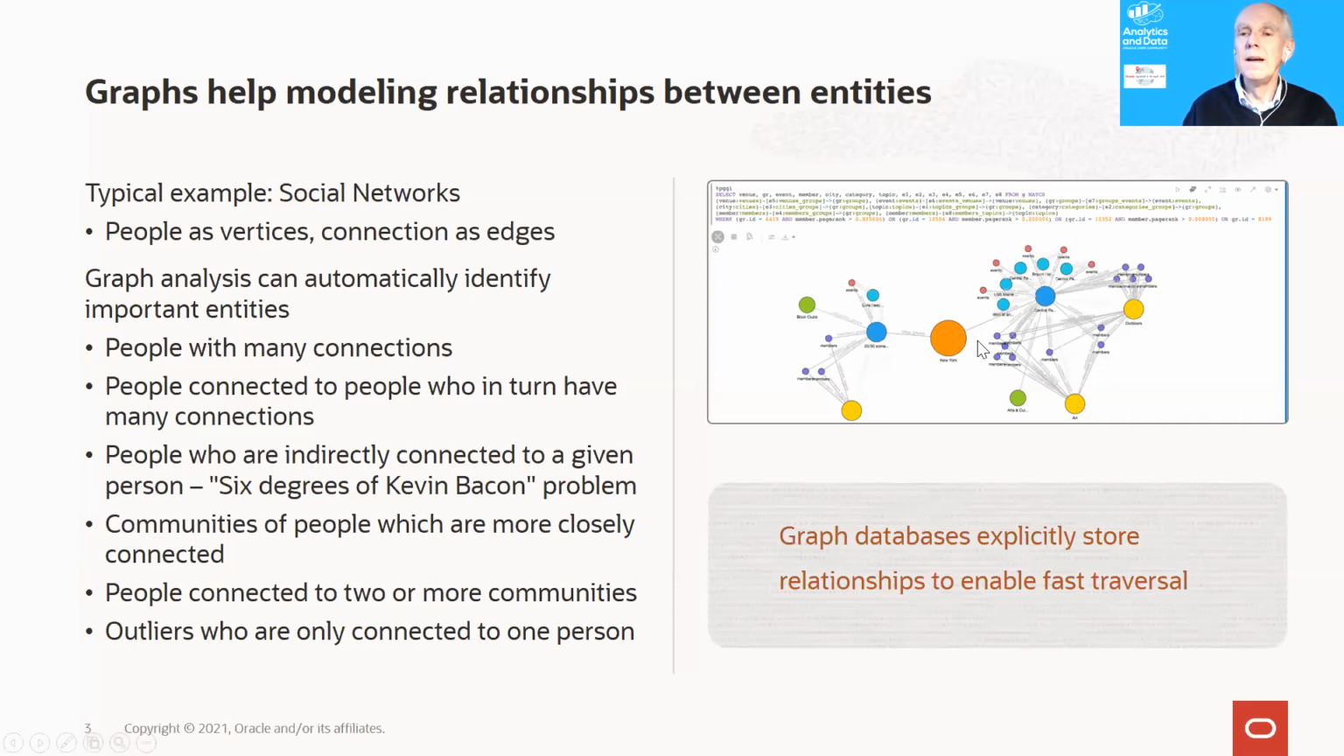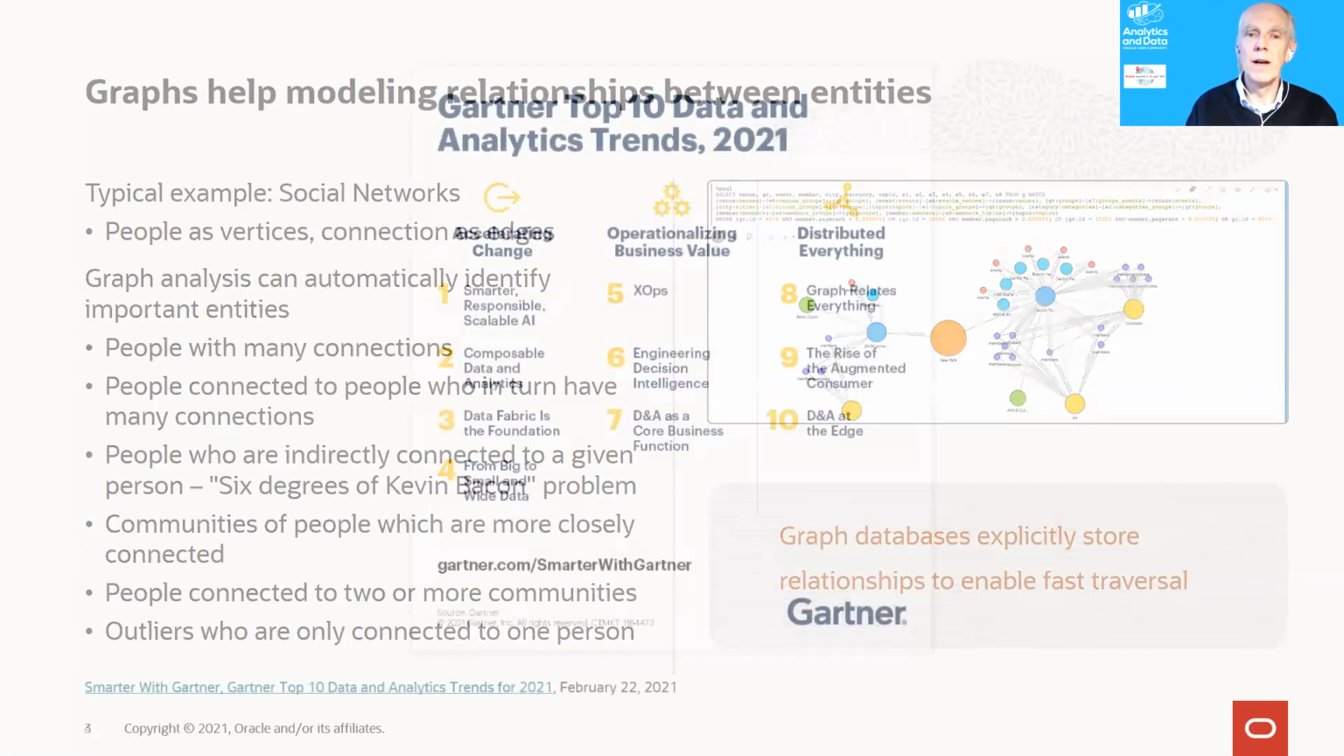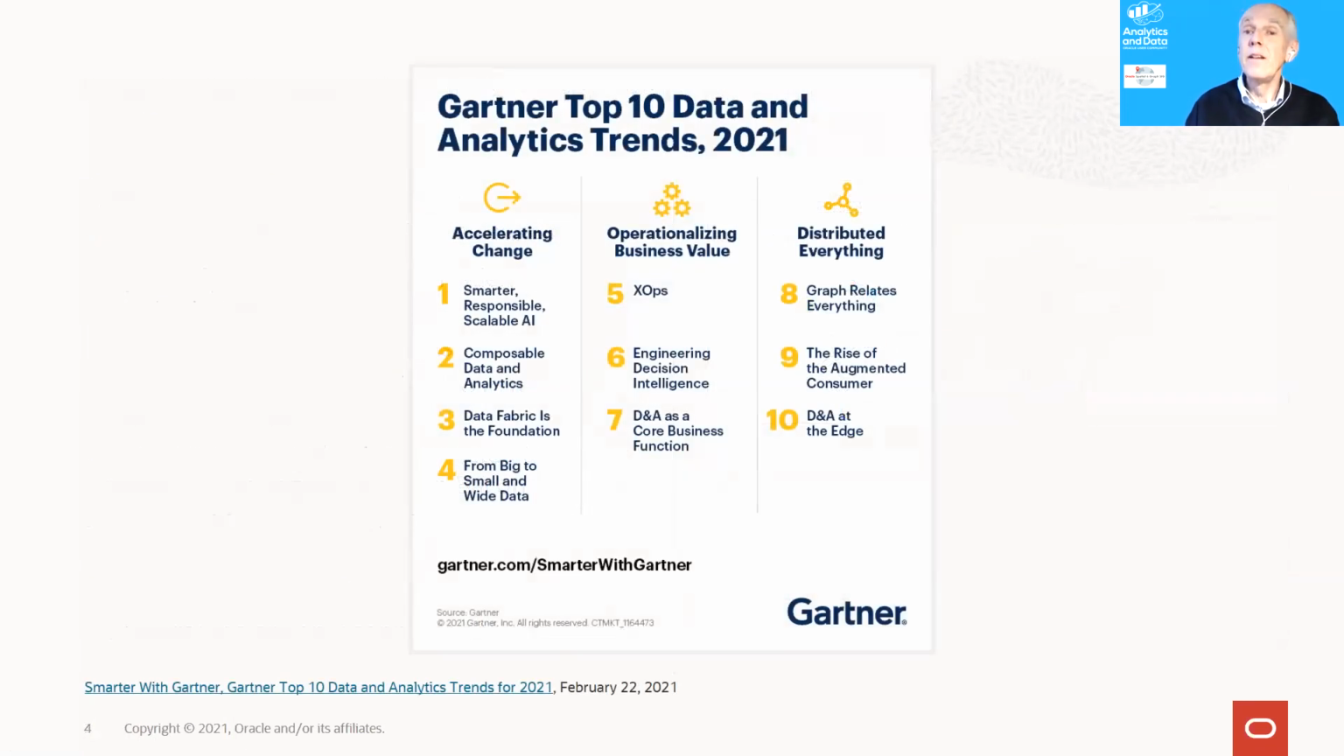The way these graph databases are different from relational technologies is that they explicitly store the relationship. Unlike in a relational database where you have a primary key, foreign key relationship, you do a join, and then at runtime you determine the connection. Here, we are explicitly storing the relationships. And that gives us the possibility to do very fast traversals. In the analytics world, graph databases are very popular these days.